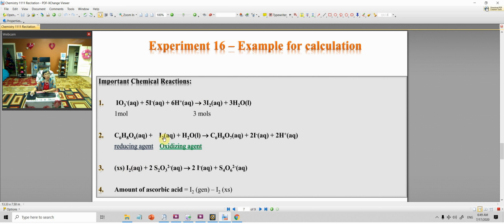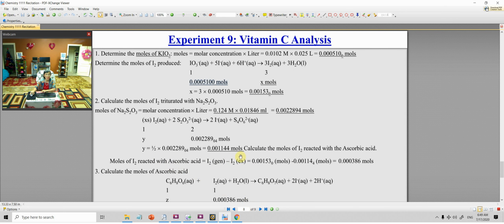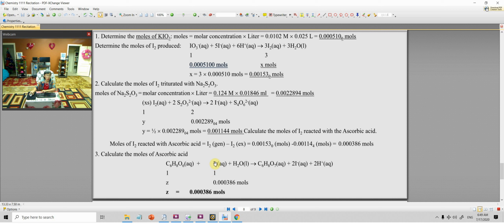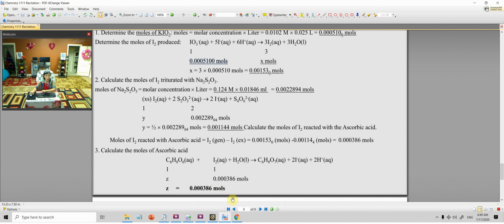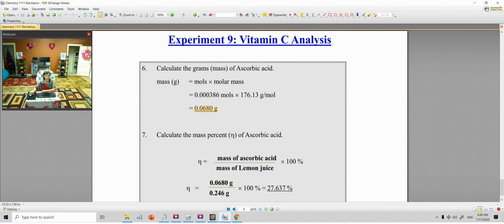This iodine reacted with your ascorbic acid in a 1 to 1 molar ratio. And then you determine the moles of your ascorbic acid. So here is the moles of your ascorbic acid. As we mentioned, the moles of iodine is the same as your ascorbic acid. So from these moles, you can determine the mass and the percentage. The moles multiplied by the molar mass of your ascorbic acid gave you the grams.